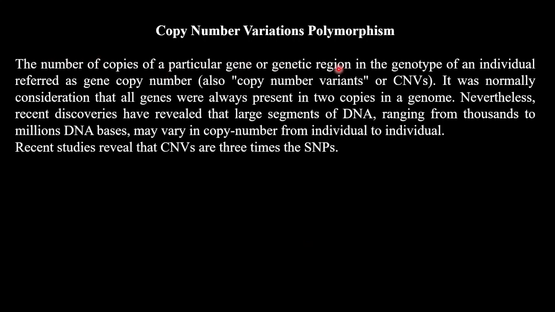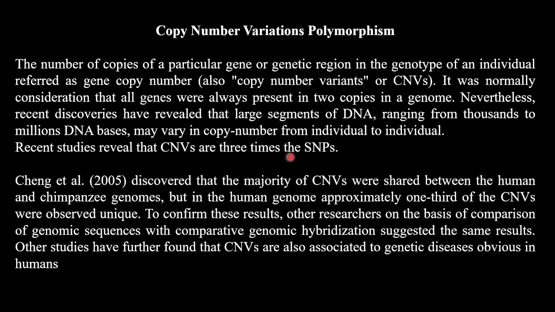The number of copies of a particular gene or genetic region differs between individuals. They are also known as CNVs. It was normally considered that all genes always have two copies in a genome. Recent discoveries have revealed that larger segments of DNA, ranging from 1,000 to a million DNA bases, may vary in copy number from individual to individual. Recent studies reveal that CNVs are 3 times the SNVs. The majority of CNVs were shared between human and chimpanzee, but in the human genome approximately 1/3 of the CNVs are unique.